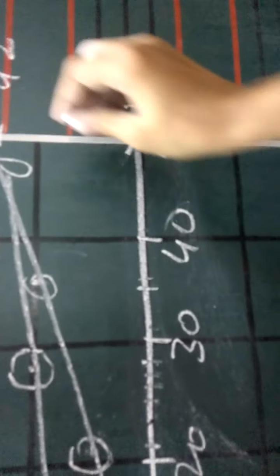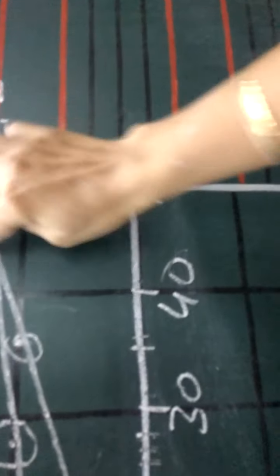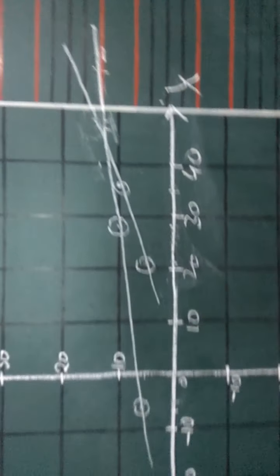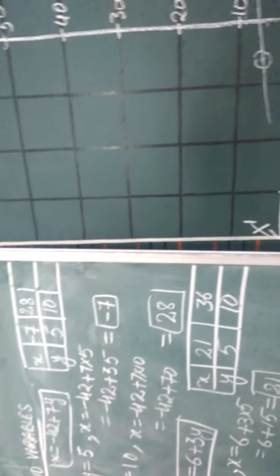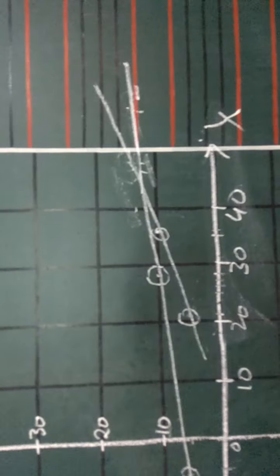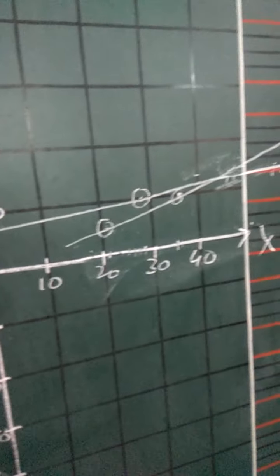So dear students, in this way you will get the 2 intersecting lines. So these are the 2 lines which we have obtained from the 2 solutions of lines. This is the algebraical way and this is the graphical way.